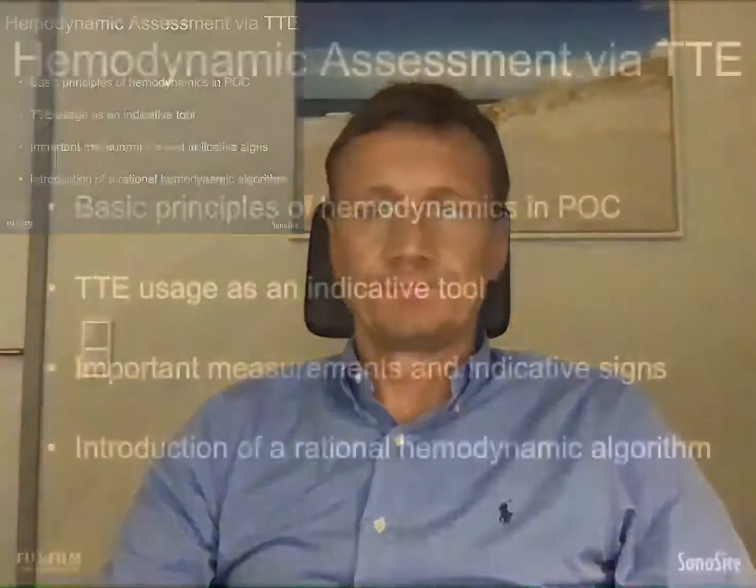In order to understand hemodynamic assessment via TTE, it is important to know about basic principles of hemodynamics in postoperative care. Then I'm going to explain TTE usage as an indicative tool, and particularly how you may perceive diagnostics. Then we switch over to an advanced level of TTE, measuring cardiac output, and finally we merge this together in a rational hemodynamic algorithm with clinical decision making.